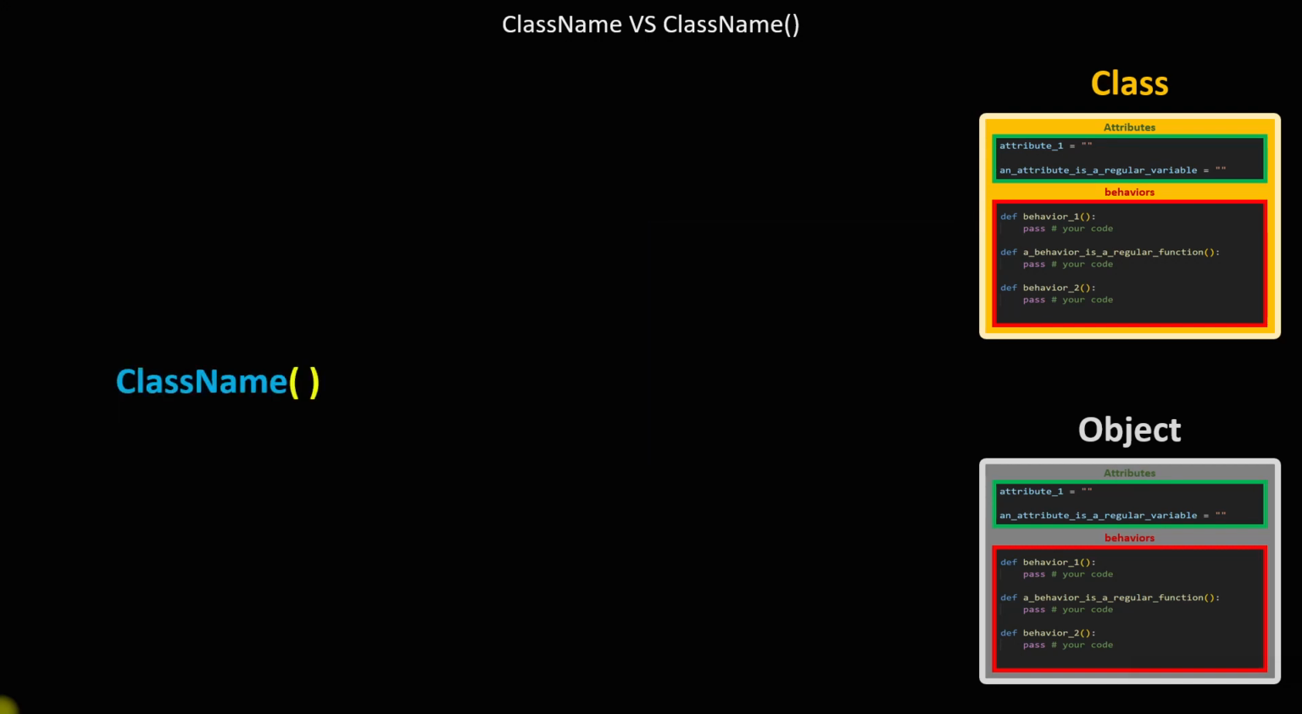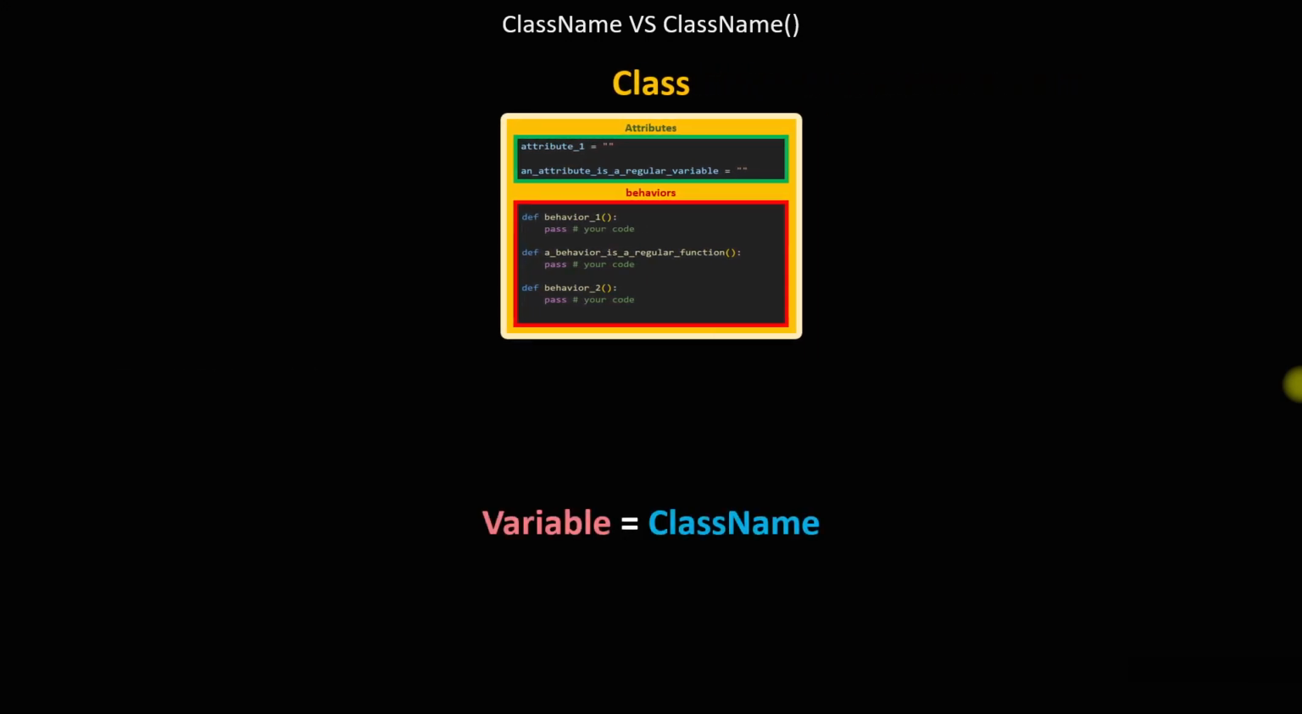Okay, what about if we add parentheses after the name of the class? And this time you are creating a new object, a new copy of that class. What about if we write the name of the class only without parentheses inside a variable? And this time, this variable will be referring to the class itself.